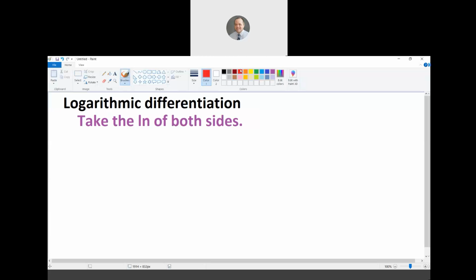Let's start with this example. We have y equal to x raised to the x plus 1 power. And we need to use logarithmic differentiation to find the derivative of y with respect to the given independent variable. For this problem, the given independent variable is x, so we're really trying to find dy over dx.